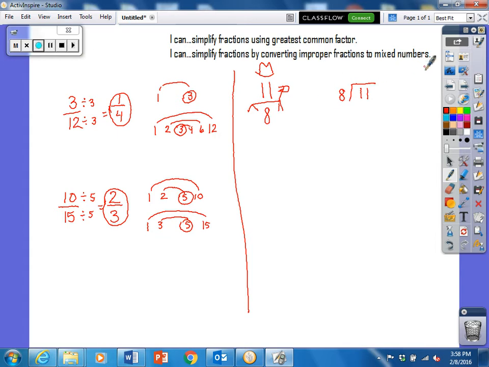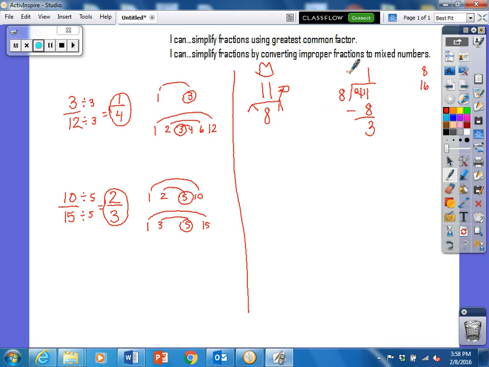So if we listed our multiples, 8, 16, and we can stop there. How many times does 8 go into 11? It's 1 time. 1 times 8 is 8. We subtract. 11 minus 8 is 3. So now in a normal division problem we would have had a remainder, but in this case we need to convert it to a mixed number.